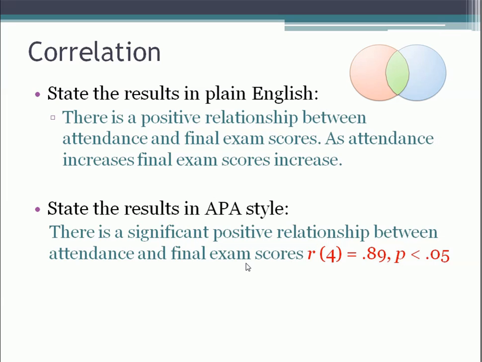We have to talk about both the direction and the nature of the relationship, right? Whether it's significant and what the relationship means. So there is a significant positive relationship between attendance and final exam scores. And when we report that correlation, we're going to report r, parentheses, is equal to the correlation statistic itself, and then p is less than or p is equal to whatever that significance value is.